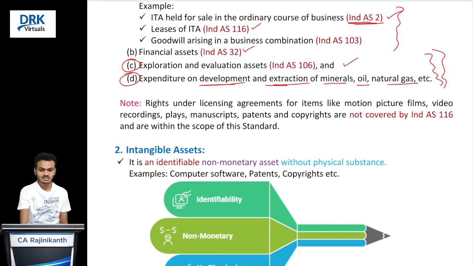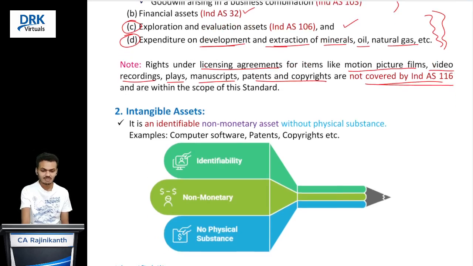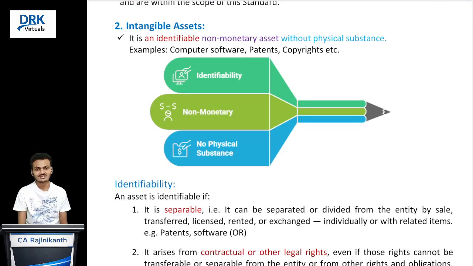Clear? And one more thing, any rights granted under licensing agreements for items like motion picture films, video recordings, plays, manuscripts, patents and copyrights are covered by Ind AS 38 only. They are not covered by Ind AS 116 Leases. Clear? And coming to the definition of intangible assets, the standard is saying that it is an identifiable non-monetary asset without physical substance. Very simple, single-line definition.